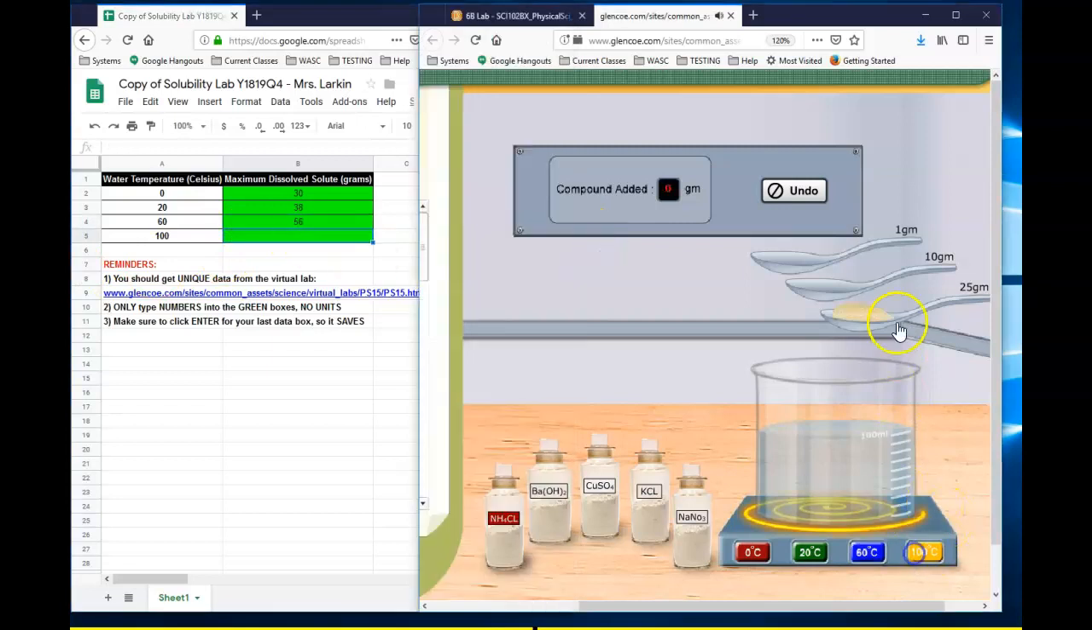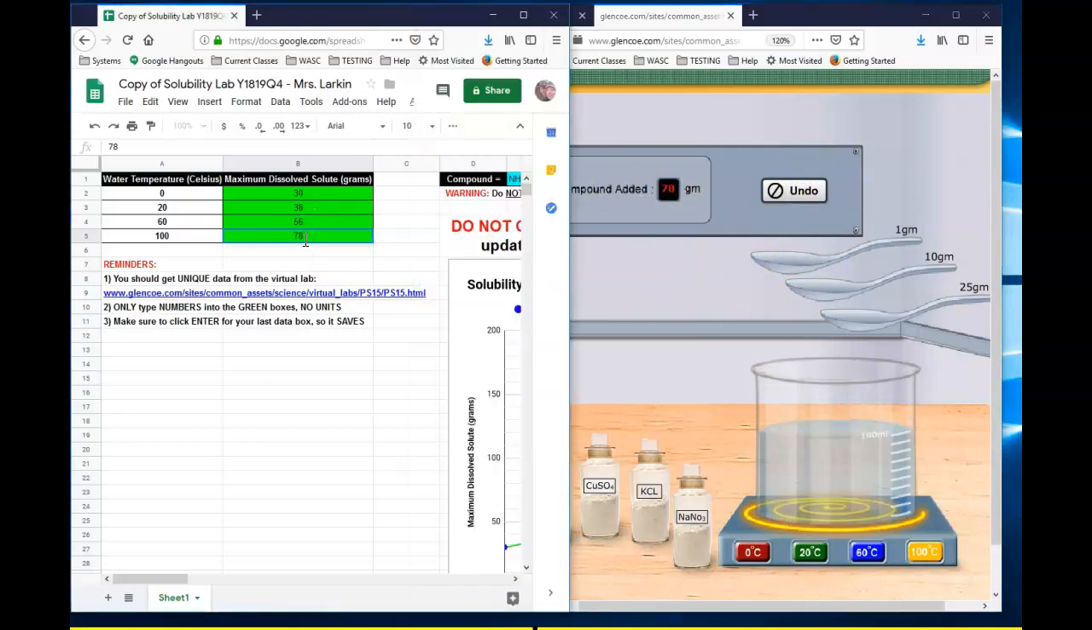And then last but not least is my 100-degree one. Sorry, guys, I'm trying to do this quickly, so give me a moment to do that. Okay, at this point, I've added too much, so now I'm going down to 10 grams. Still too much, so click undo and go down to 1 gram until it stops dissolving. And again, this will be in the recording, so definitely if you get confused at any point, you can just come back to the recording. At this point, there's too much, so click undo, and since there's no smaller spoon, that's my final amount, 78.